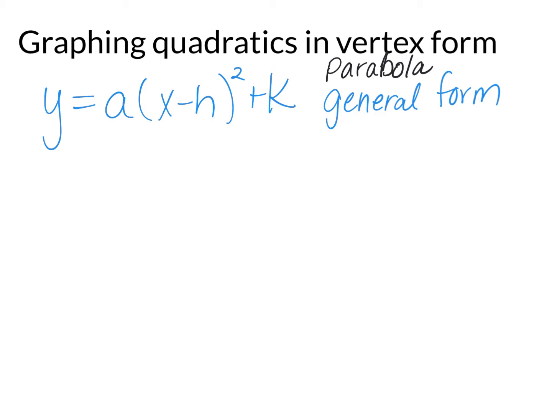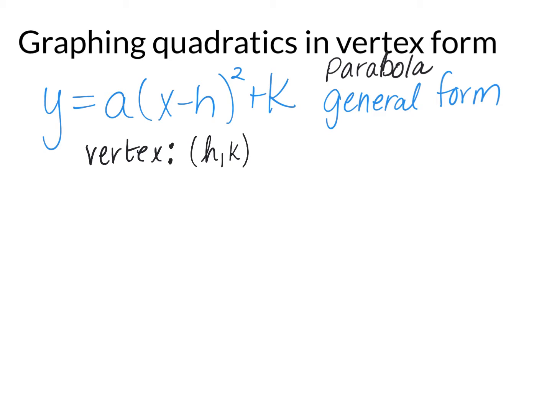And so for this equation, what is the vertex? What's the vertex here? h, k. Same as it was when we were graphing the absolute value functions. So the nice thing about vertex form is it gives us the vertex.